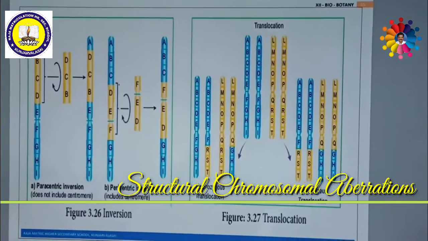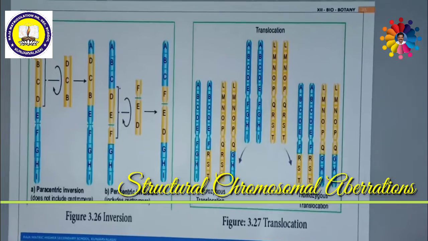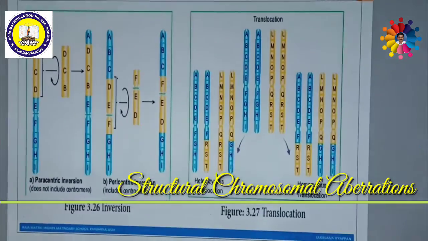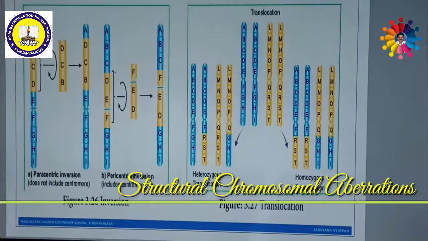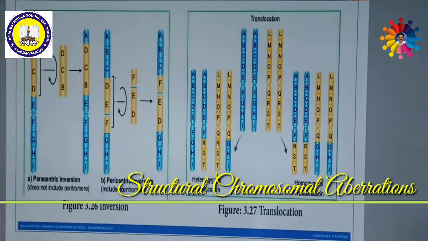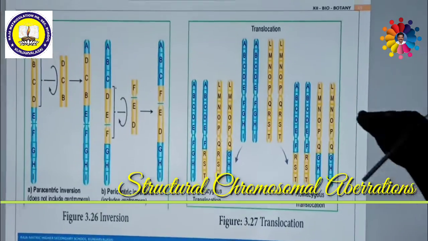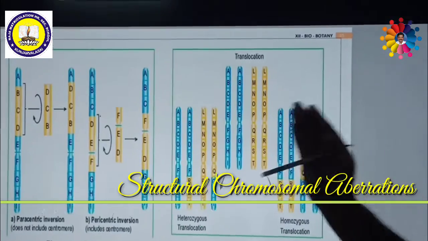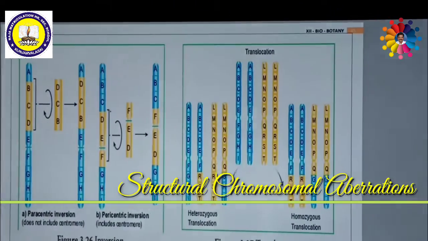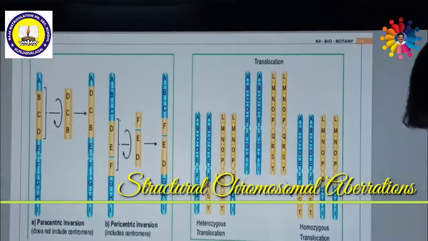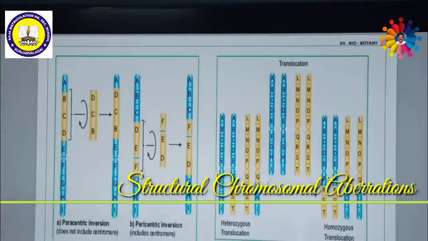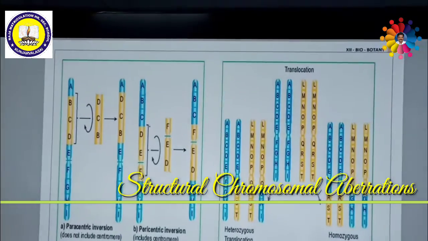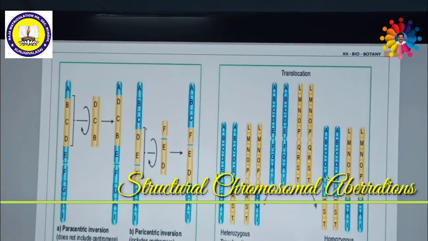Now we are going to see translocations. Translocations are nothing but genes being displaced and added to another chromosome. A segment or part of a chromosome is cut off and joined to another chromosome, which is called translocation. Translocation is basically divided into three types: simple translocation, shift translocation, and reciprocal translocation.